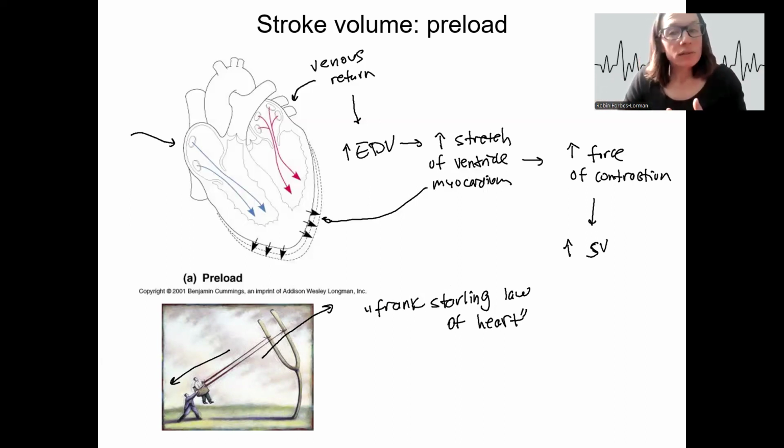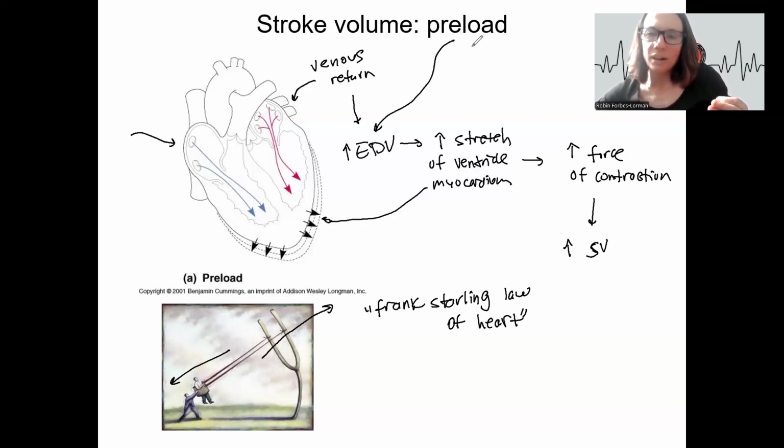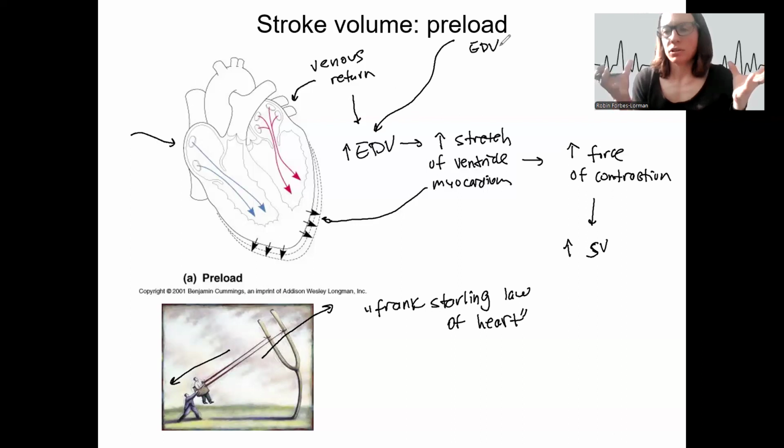So the more blood that enters the ventricles, the more blood leaves. This is preload. So preload is this force of end diastolic volume. Preload and EDV are used synonymously. EDV is a volume, preload is the force due to that volume that causes the heart to contract harder. Venous return can increase with exercise, decrease with blood loss. So that's going to alter preload. Okay.